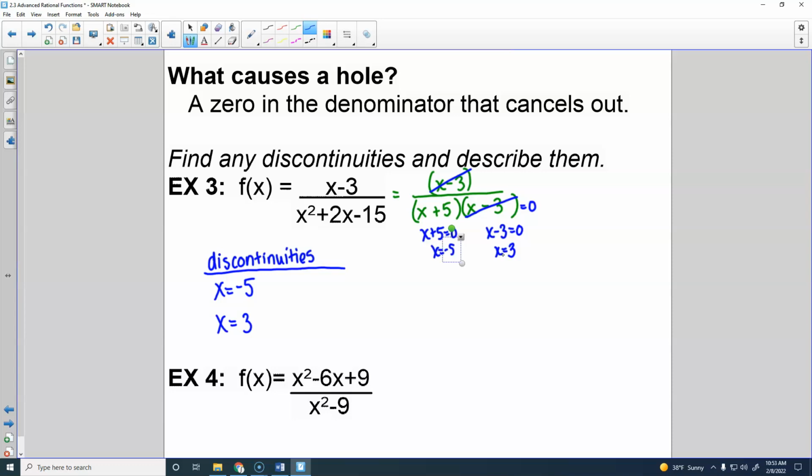Right? So I definitely have discontinuities there. It doesn't matter if they cancel or not, you have a discontinuity. The canceling determines what type of discontinuity you're going to have. So if they cancel, you have a hole. So at x equals 3, we'll just have a hole in the graph. Whereas for x equals negative 5, that is a vertical asymptote.